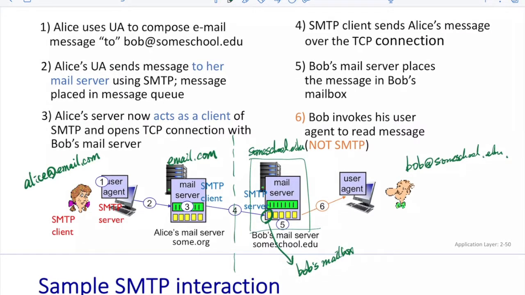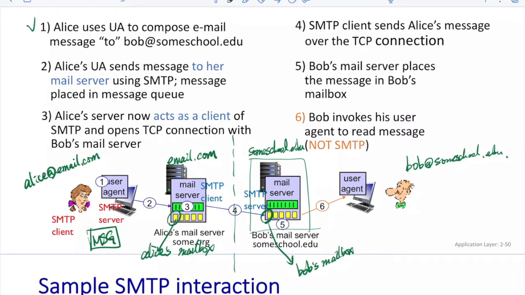Okay, and of course there's a mailbox for Alice. The first step is Alice uses her UA to compose a message. The UA knows how to create an SMTP protocol message. So there will be a message right here. Of course, it will be encapsulated by TCP and transmitted through the internet to Alice's mail server, email.com.